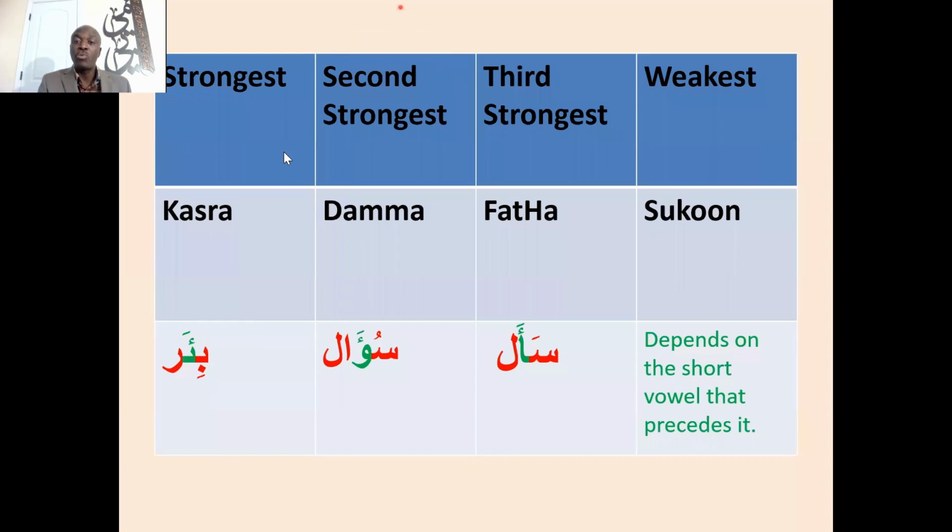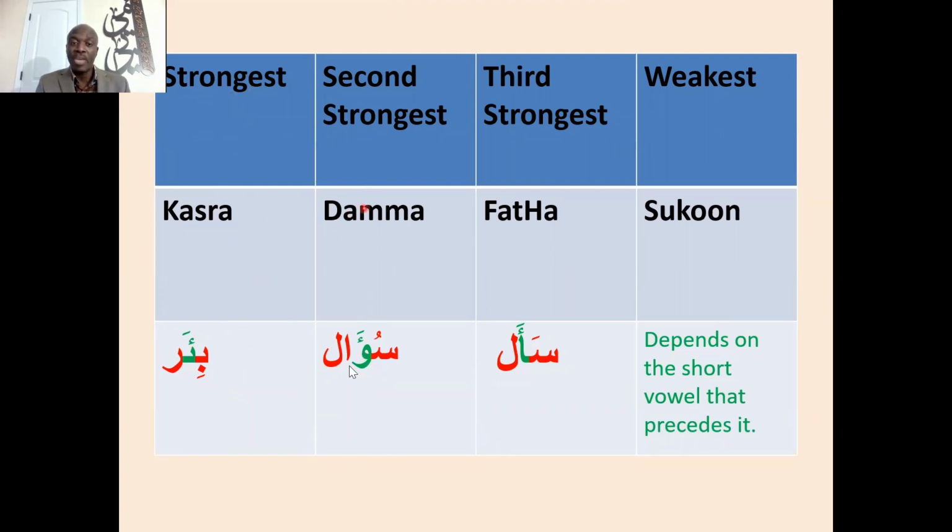We have three different seats: the long vowel Alif, the long vowel Waw, and the long vowel Ya. In order to determine the proper seat for the Hamza, you need to memorize these diacritics, the three short vowels and the sukun. See the kasra, which is here underneath the ba. The kasra is the strongest, so the kasra dictates the seating.